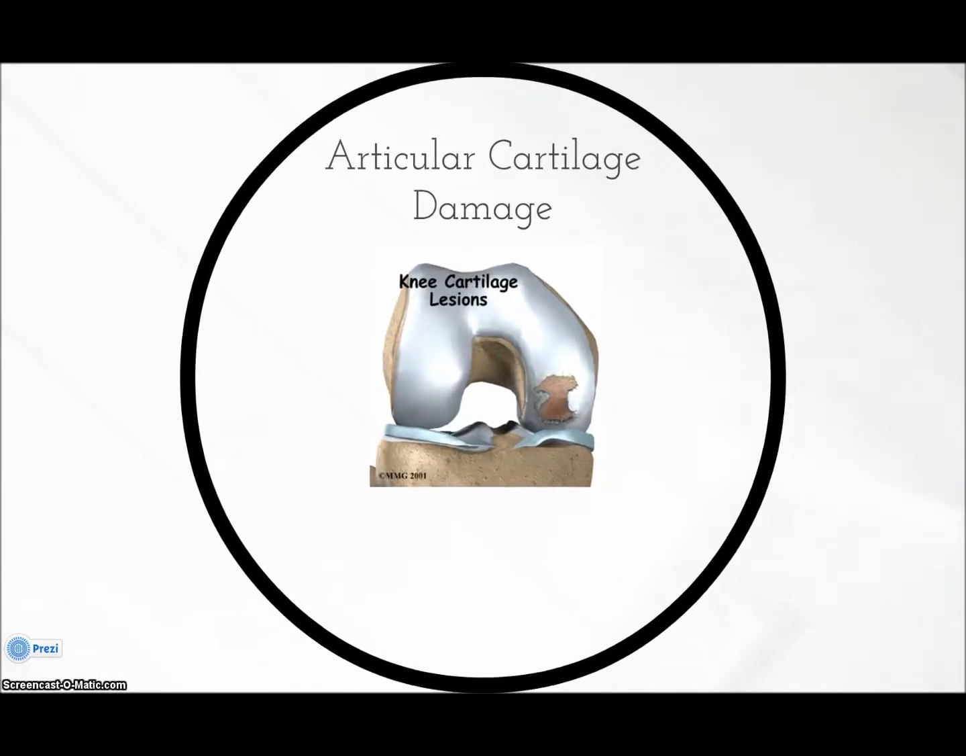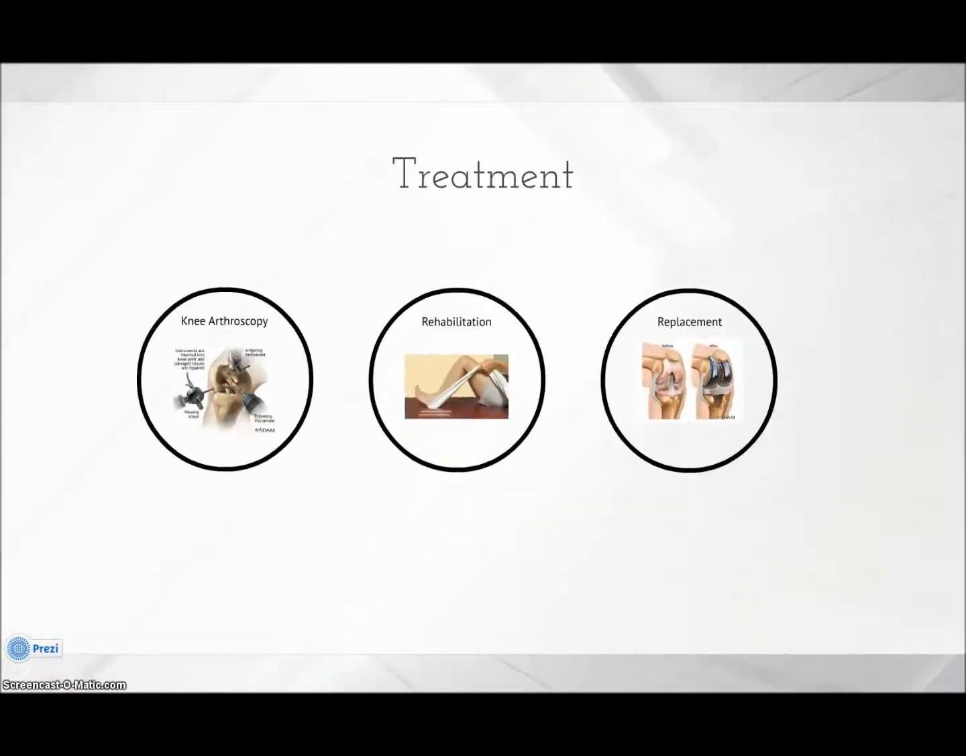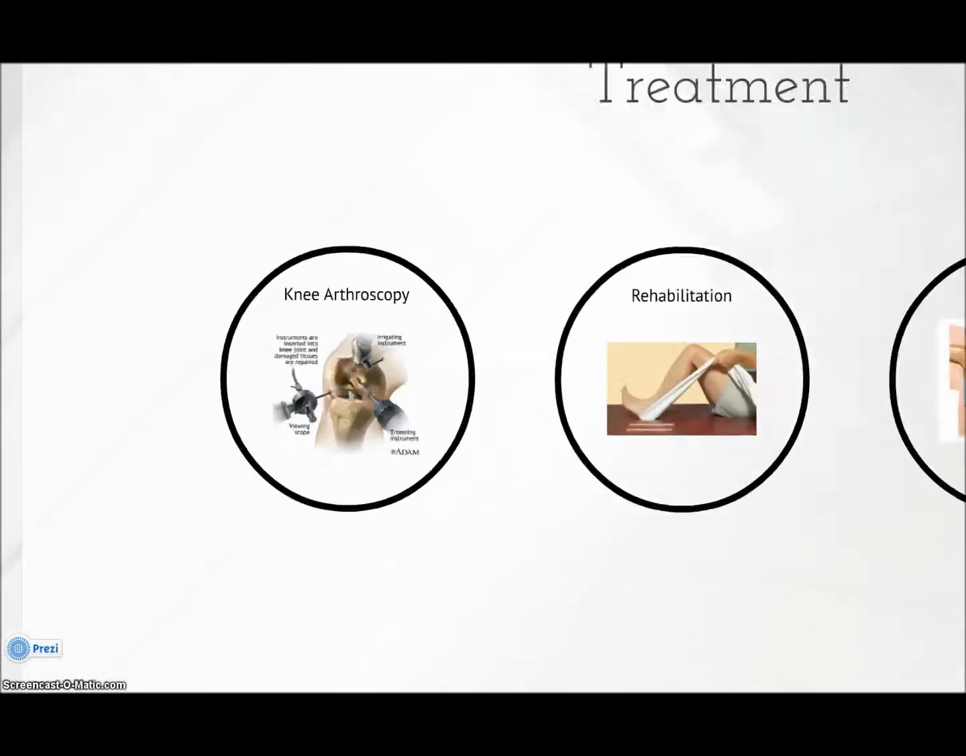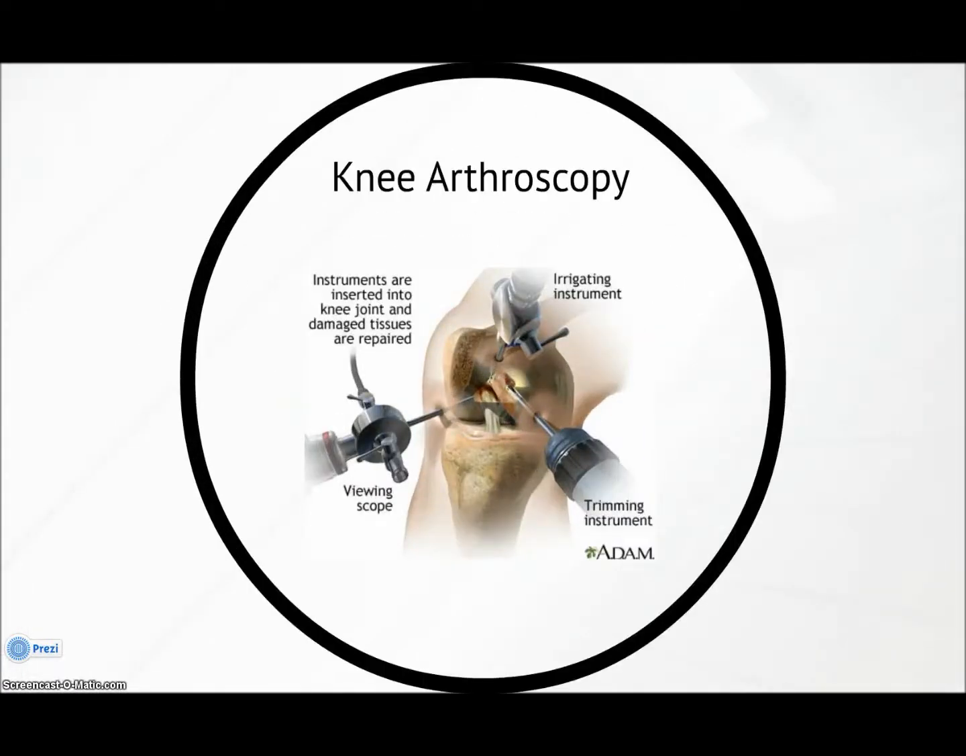There are several options for the treatment of different types of damage to the knee. Probably the most common one is knee arthroscopy. It's a less invasive procedure instead of open knee surgery where they make a large incision. This involves several small incisions, and the surgeon would use a viewing scope to perform the surgery internally, whether it be a ligament repair, meniscus removal, anything of that sort.